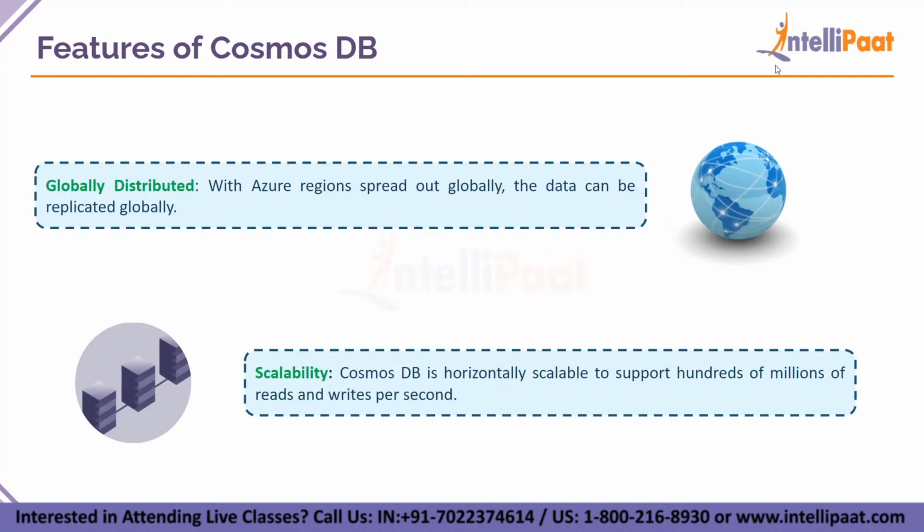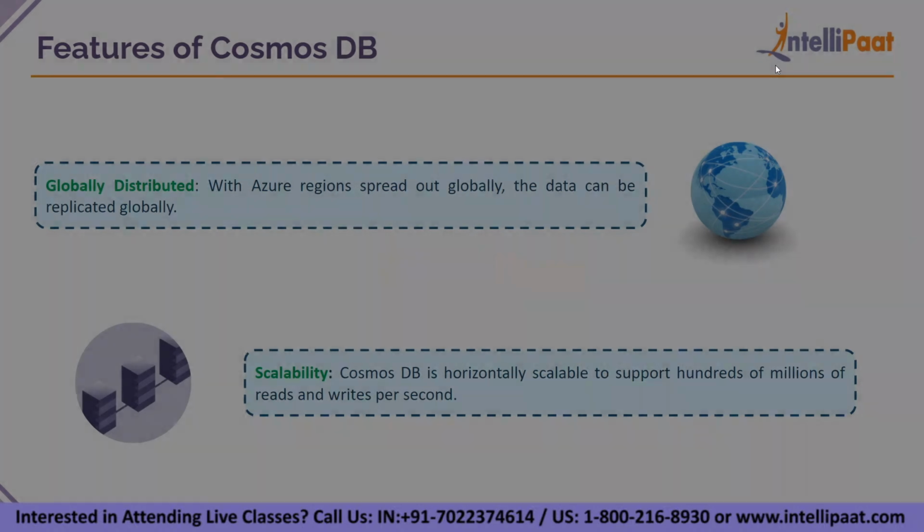First of all, globally distributed. As we already said, Azure has multiple regions, known as Azure regions, where servers are spread out, and since Azure has such a large network, the data can be distributed anywhere. That's why it is called globally distributed. Then the next one is scalability. Cosmos DB is horizontally scalable, which means that it can support hundreds of millions of reads and writes per second. When the need comes, it can be upgraded. That is what this means.